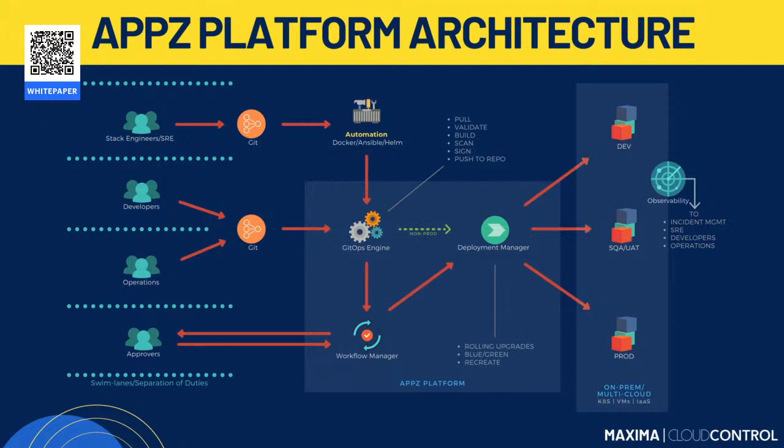So I'm going into our dashboard. You can see this is the application that I just deployed. This came from the manifest here. So you can see the name and the version number.